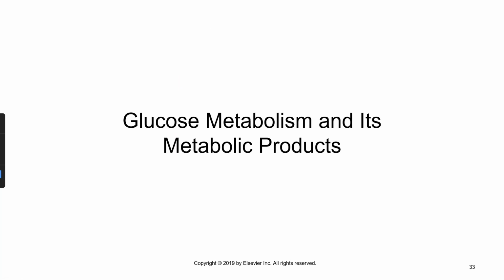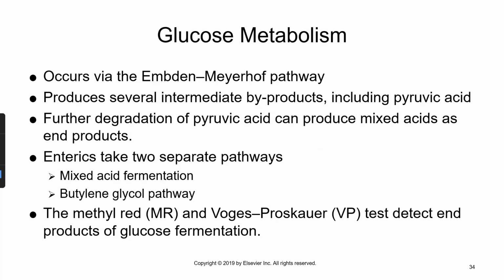Glucose metabolism and its metabolic products. So glucose metabolism occurs in a variety of different pathways. They are referencing the Embden-Meyerhof pathway. It produces several intermediate byproducts, including pyruvic acid. Further degradation of pyruvic acid can produce mixed acids as end products.